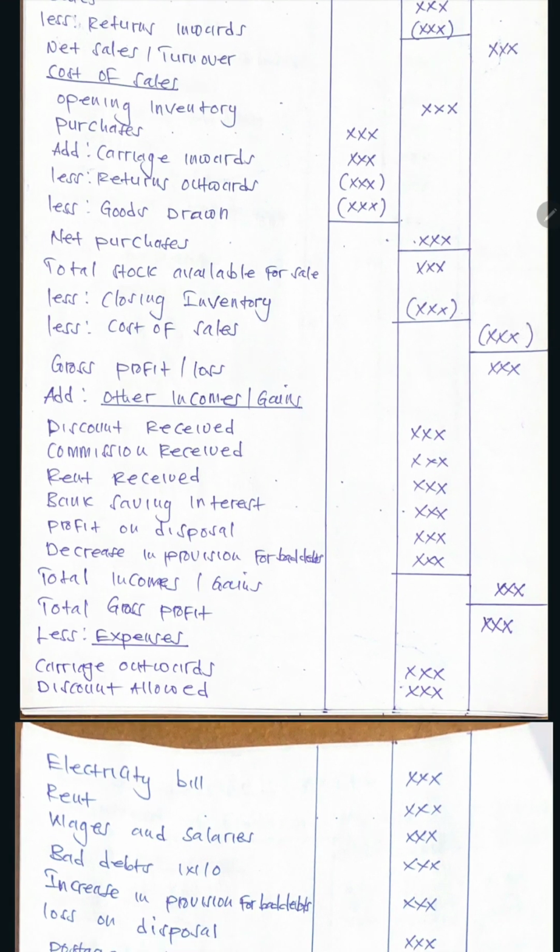gains that you have? Things like discount received, commission received, rent received, bank saving interest, profit on disposal, decrease in provision for bad debts. So all these, if you have two or more incomes, you adjust from this column. If you just have one, you take it directly, you add it back to the gross profit. The total of these gains is called total incomes or gains here. Then you add it back, you get your total gross profit.